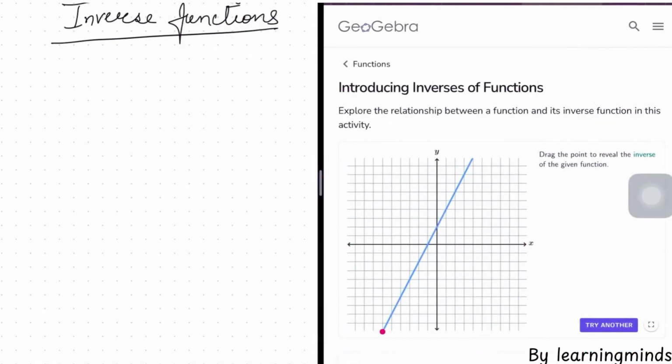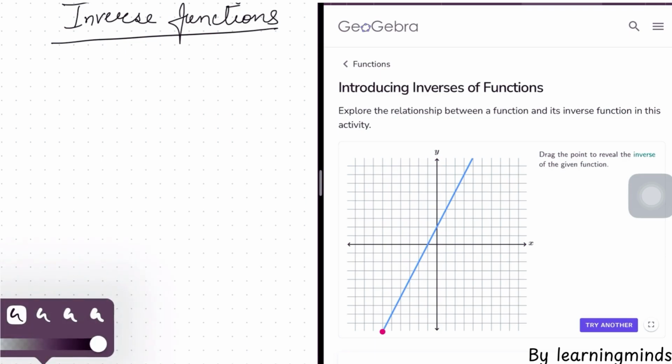Hi everyone, this is a small discussion on how to find the inverse of a function. Before we learn how to find the inverse of a function and what its properties are, let's quickly visualize exactly how the graph of an inverse function looks. On the right-hand side you can see the blue graph is a linear graph. The equation of this is a line, right?